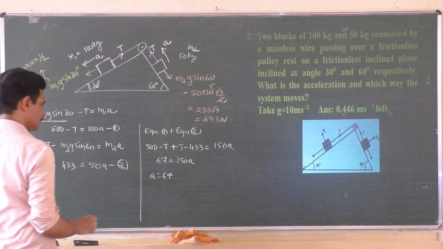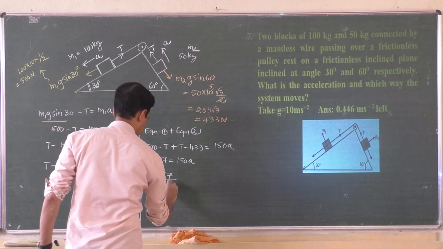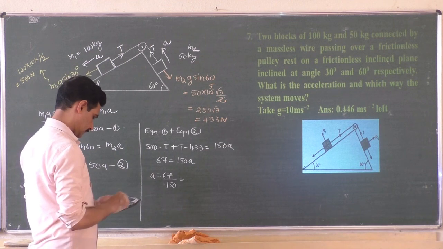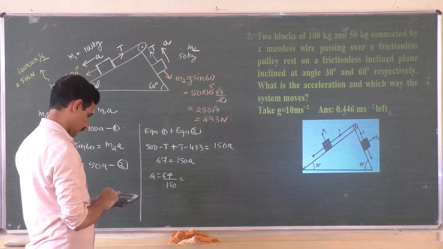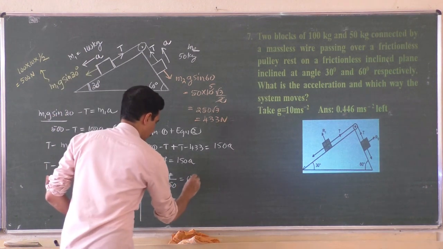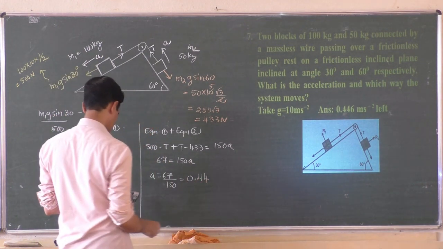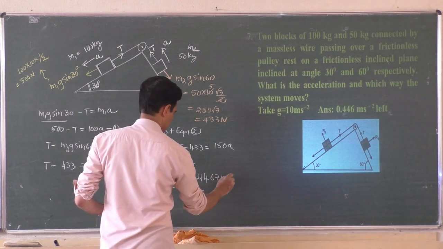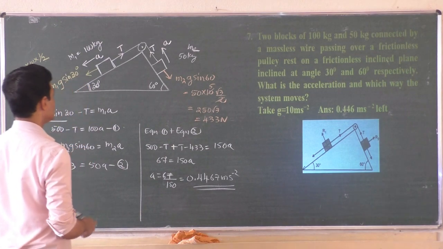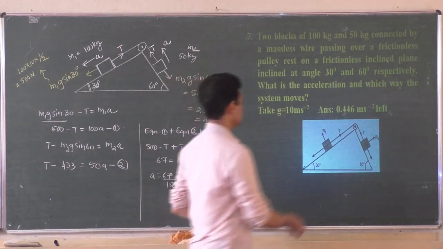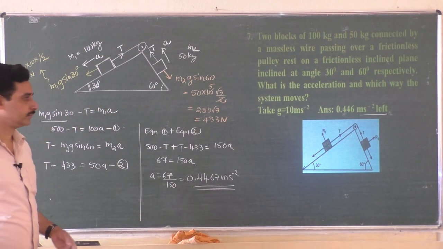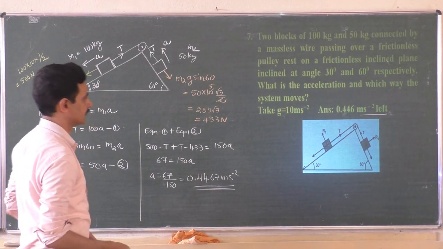A is equal to 67 divided by 150, that is 0.44667 meter per second square, that is the acceleration. And in which way does the system move? Left. Yeah, both are written here. Left, correct. Okay, shall we move on? Yes.